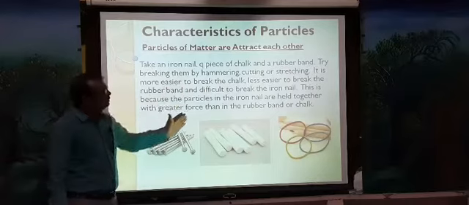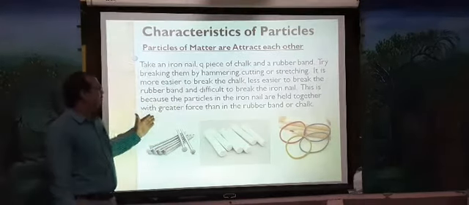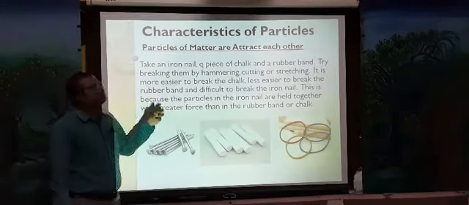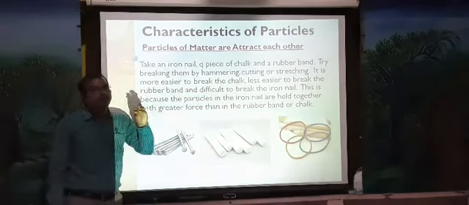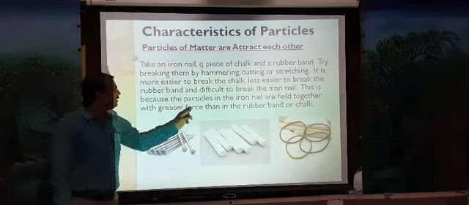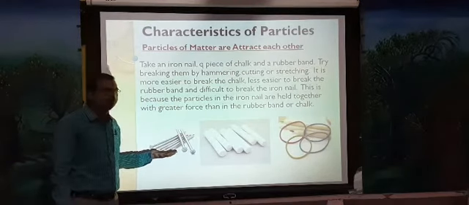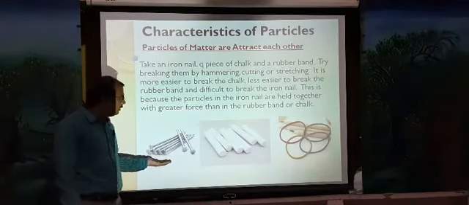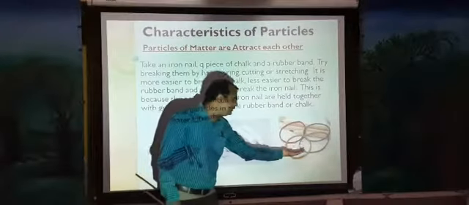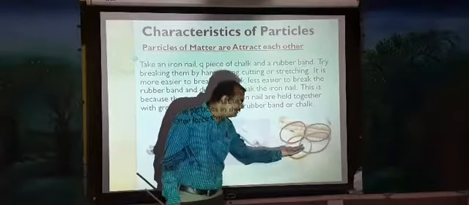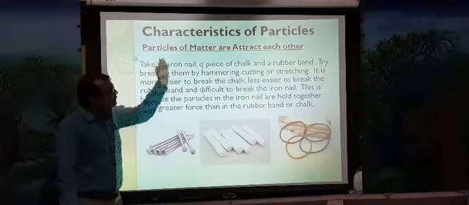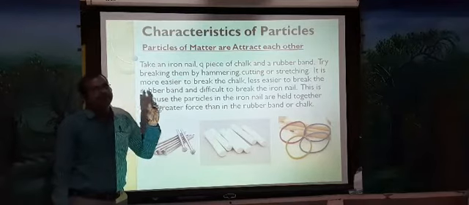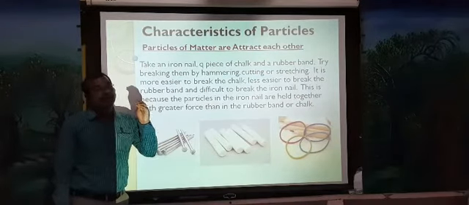So by these activities, we came to know that the particles in matter are attracted to each other with a force. In the iron nail the force of attraction is greater, and in the chalk and the rubber band the force of attraction is lesser when compared to the iron nail. These three activities give us a clear picture of the important characteristics of particles of matter.